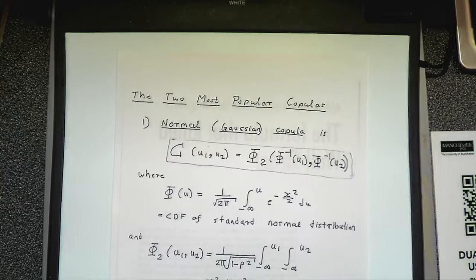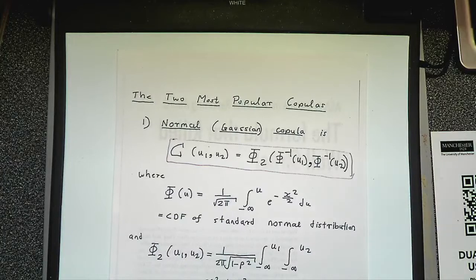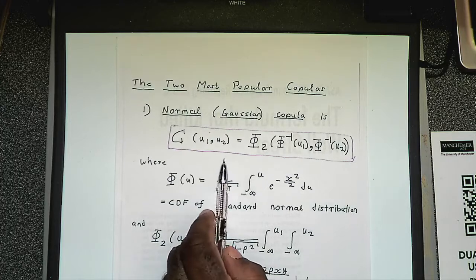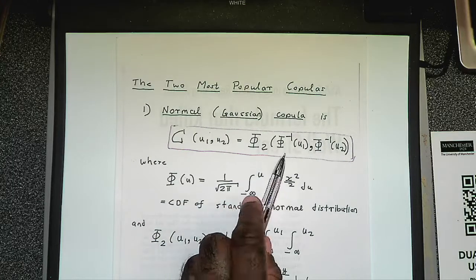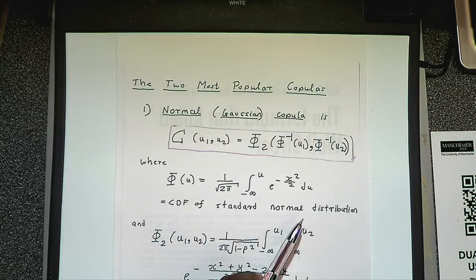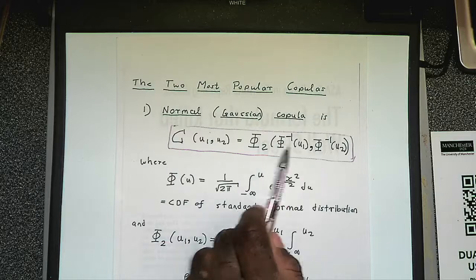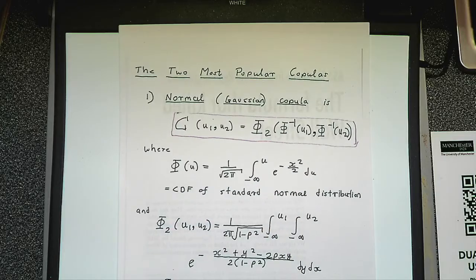The final section of the video was about the 2 most popular copulas that there have been, or there are. The first copula is the normal copula, also known as the Gaussian copula, and is given by this equation here, where phi denotes the CDF of the standard normal distribution, and phi 2 denotes the joint CDF of the standard bivariate normal distribution.